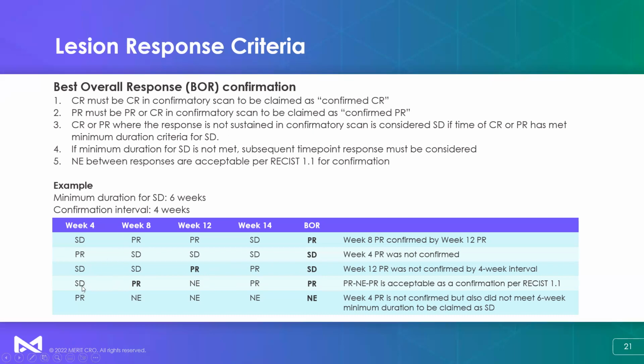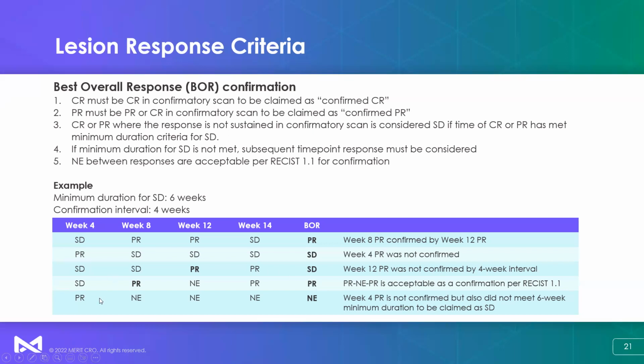For our fourth subject, I have a stable disease, partial response, followed by not evaluable, and a partial response. And this would be a case where number 5 is applied to RECIST 1.1. This would be a partial response with a not available in between, and then another partial response. In this case, we would claim per RECIST guidance that the partial response has been sustained starting week 8 through the 14th, which is more than 4 weeks, so that we can claim that the partial response at week 8 has been confirmed at week 14.